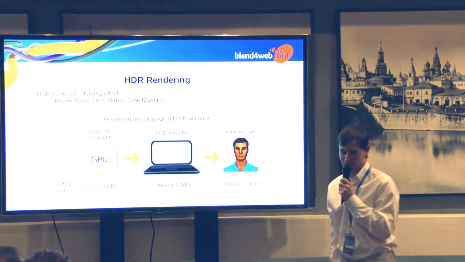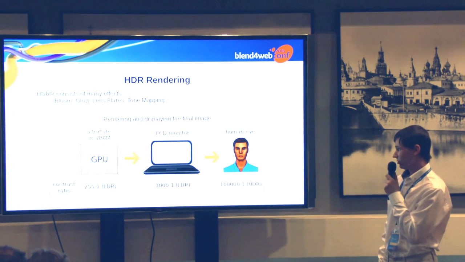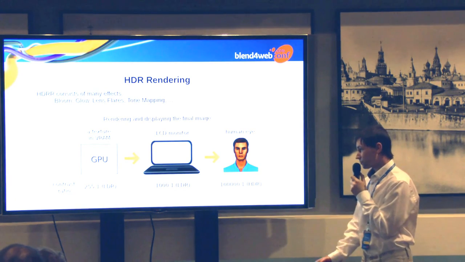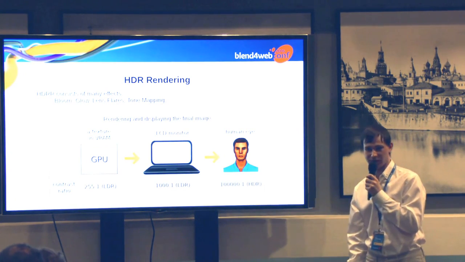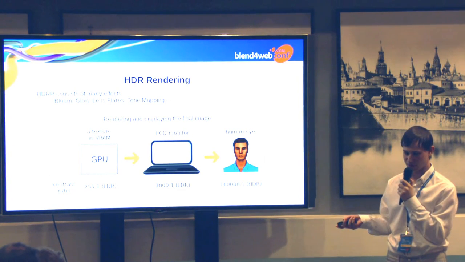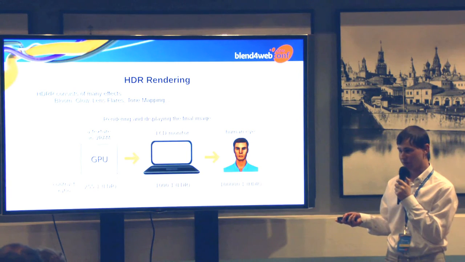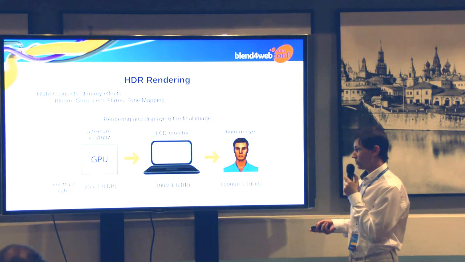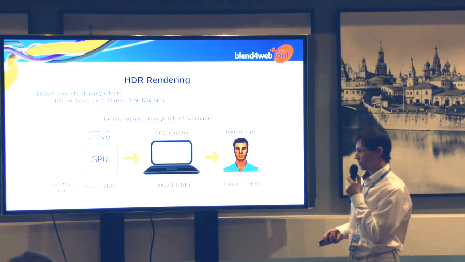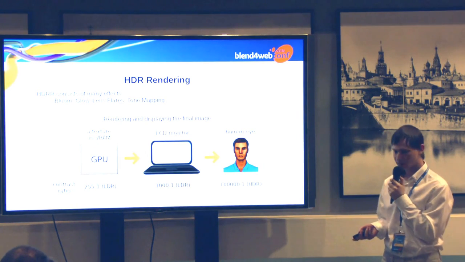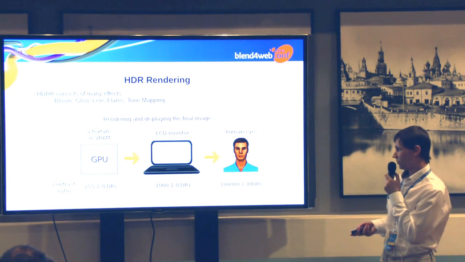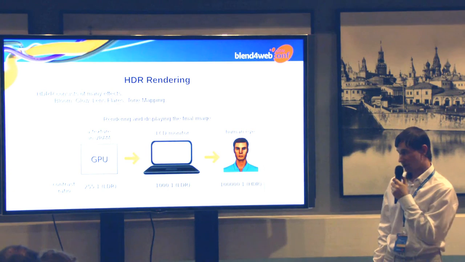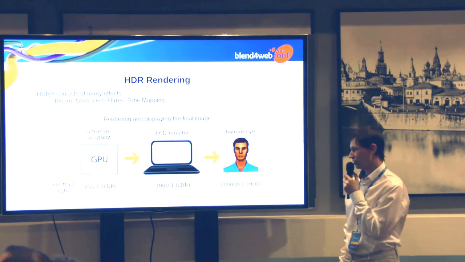Okay, next. HDR, or high dynamic range rendering, is the feature that probably everyone has heard of. HDR is a post-processing effect that makes the final image more contrastive, more expressive, especially for scenes with contrast illumination. HDR rendering consists of many effects like bloom, glow, lens flares, but the most important, I think, is tone mapping. What is this and why is it necessary? To begin, consider the following diagram.